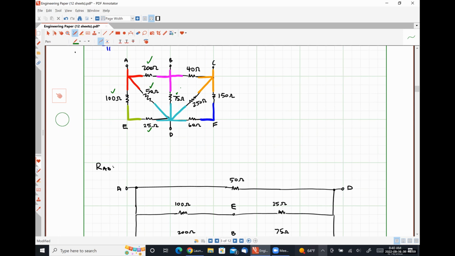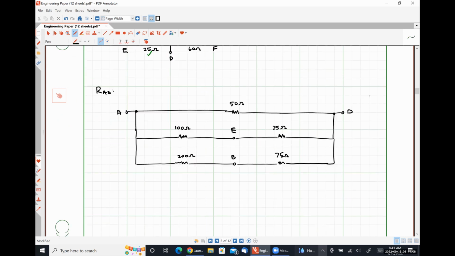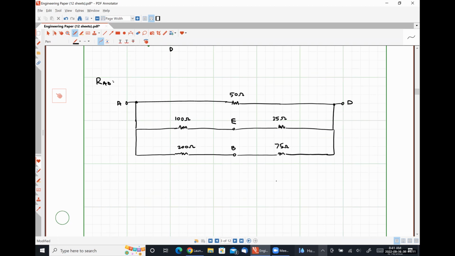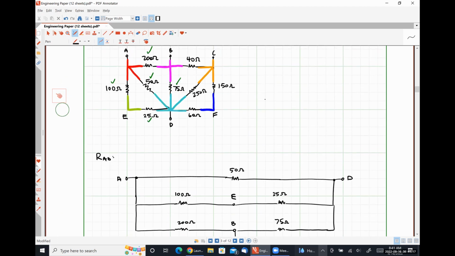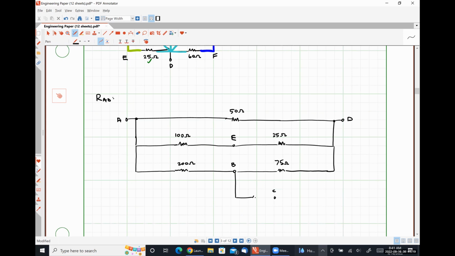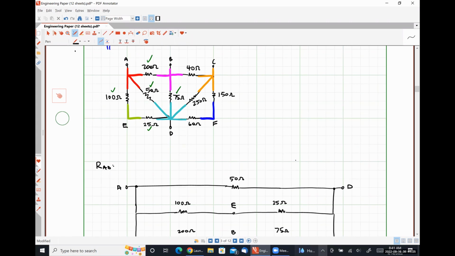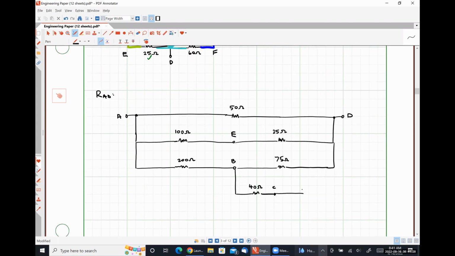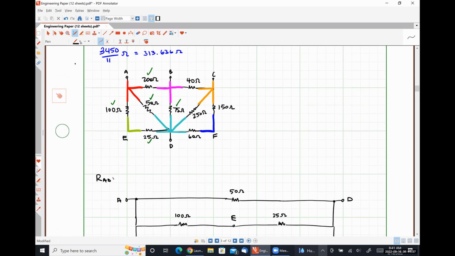So we've taken care of this guy and this guy. Now we could go from B to C to D. Where going from B to C would be the 40 ohm resistor. And C to D directly would be through the 250 ohm resistor. And I'll put the check box for those, so 40 and 250.